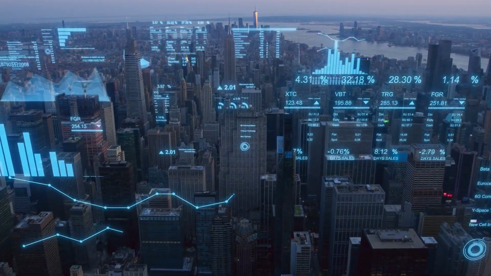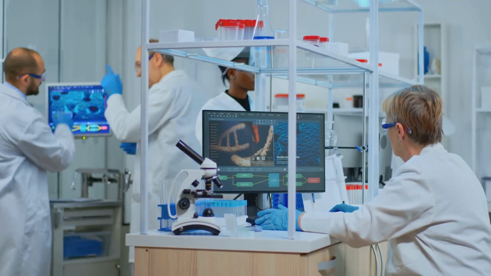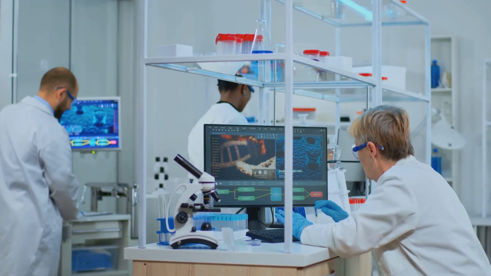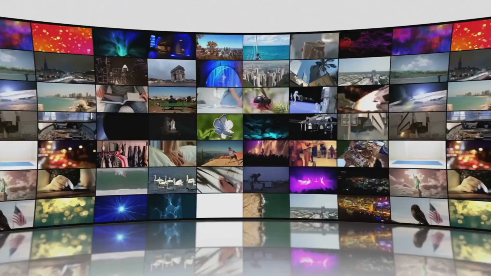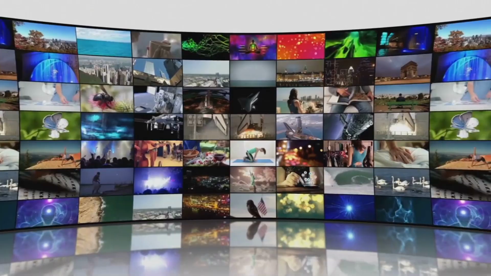Section 8. Beyond the Horizon, the future of dynamic programming. The future of dynamic programming is bright, with ongoing research and development pushing the boundaries of its capabilities. Here are some exciting areas where we can expect to see significant advancements.